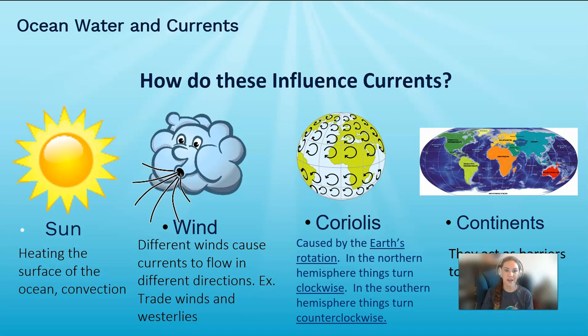So first we have the sun. The sun is going to heat surface currents of the ocean, and that will cause convection. Now you might remember from previous science classes that convection is the process of circulating motions of fluid, okay? So a fluid is a gas or a liquid, and they're heated and cooled and heated and cooled, okay? So gases and liquids are heated as they rise and then they cool as they fall.